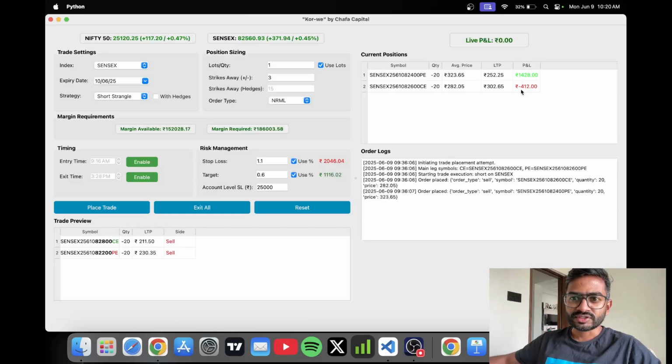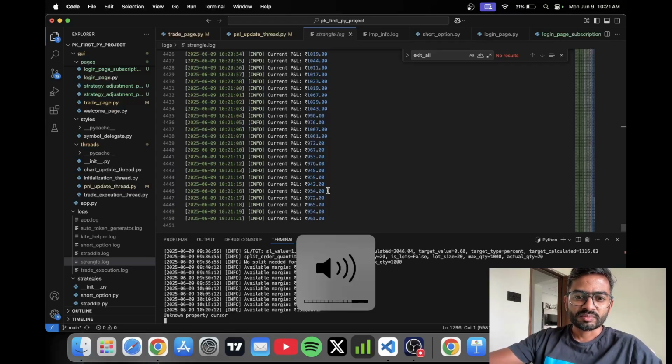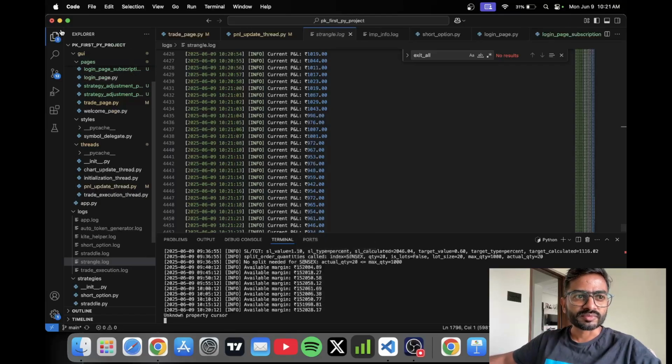So just before this I took a straddle, and that actually went well and the target hit. I'll show you that as well. So here you can see this is about to hit. My target was some 1100 something, and in the logs as well I can see it is about to hit, right? So we'll wait for that. As soon as that happens I'll let you know, but in the meantime I'll show you something.